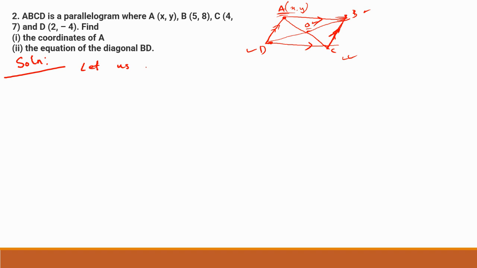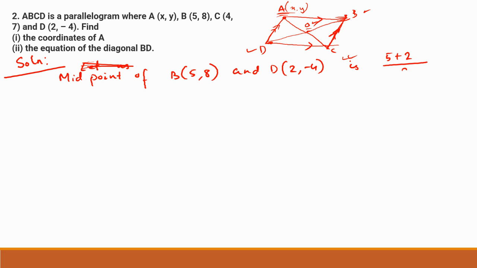Okay, it's given. You can just directly write the midpoint of B 5 comma 8 and D 2 comma minus 4 is 5 plus 2 divided by 2 comma 8 minus 4 divided by 2, or 7 by 2 comma 2, right? Did I do right? B is 5.